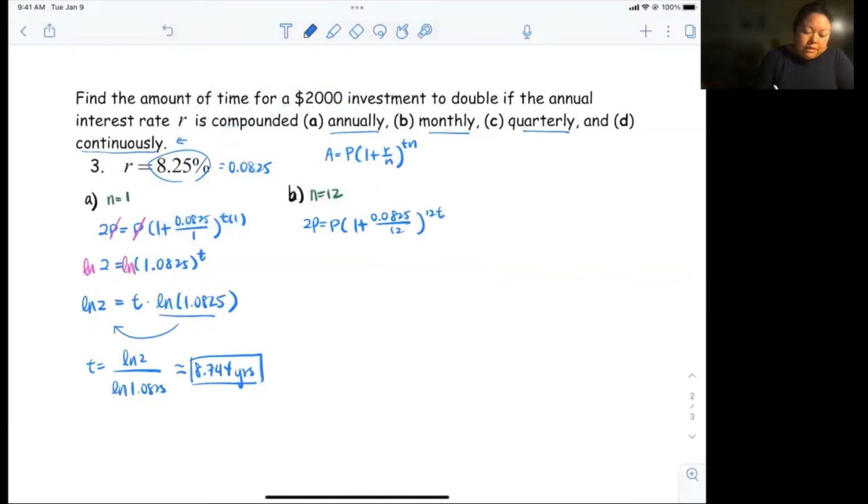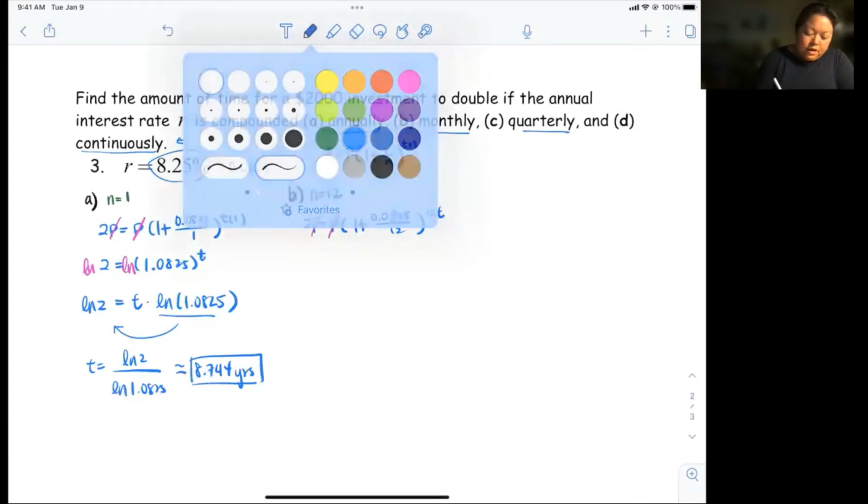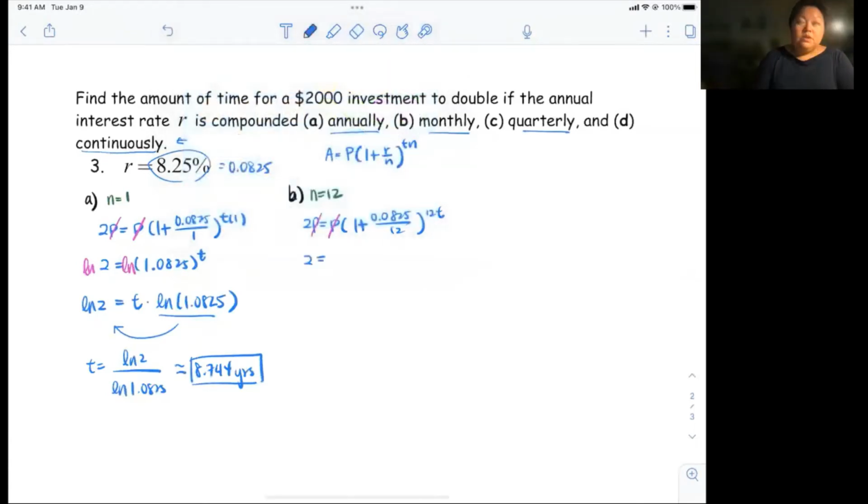Right? So again, same as before, your P's should really reduce out nicely. You're left with 2 equals, and in this case, you could go ahead and divide it through. So 0.02825 divided by 12 added to the 1 is approximately 1.006875 to the 12t. Okay, so same thing as before.